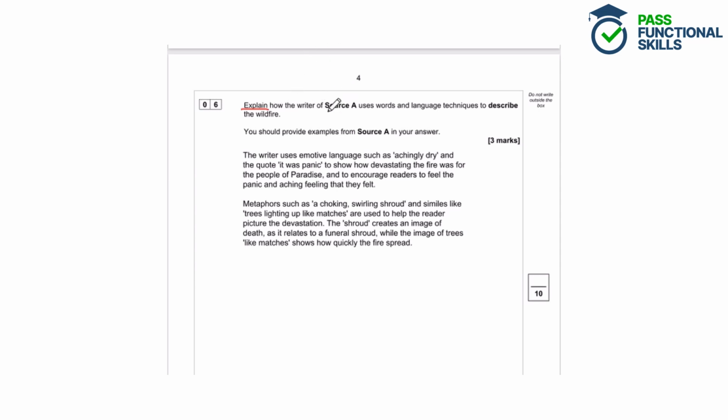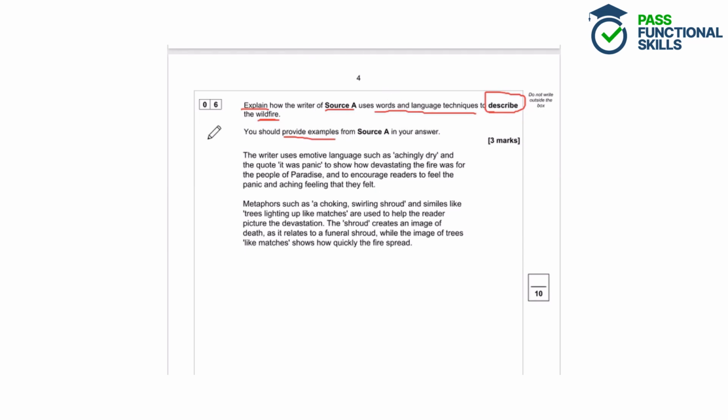So you have to explain how the point you're making is relevant to the quotations that you use. Okay, so we're looking at source A, and we're explaining how words and language techniques have been used to describe the wildfire. Okay, so just focusing on the wildfire here and the description aspect of the text. And then providing examples, well, that just means using quotes, using evidence from the source.